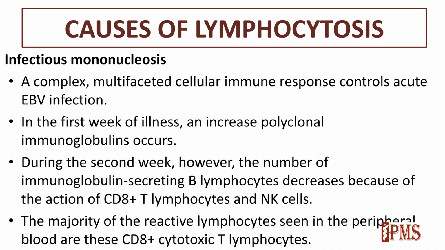In the second week of illness, CD8+ cytotoxic T lymphocytes and NK cells decrease the number of immunoglobulin-secreting B lymphocytes. The reactive lymphocytes seen in peripheral blood are primarily these CD8+ T lymphocytes.